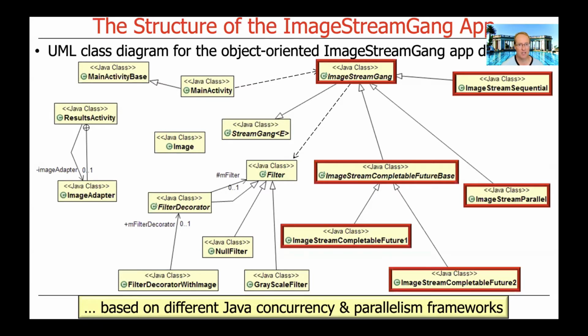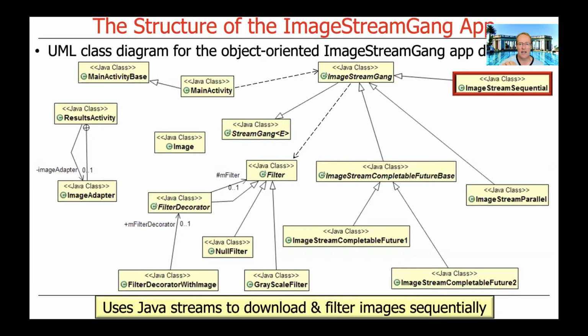So we have a sequential version, which is really just there as a baseline. We have a parallel streams version, which we're going to look at now. We have several different completable future variants we'll look at most likely next time we meet. And there'll also be a reactive streams implementation we'll look at later in the course as well. The ImageStream sequential class, as the name implies, downloads and filters images sequentially. That provides a baseline just to see how slow things can be if you only use one core.